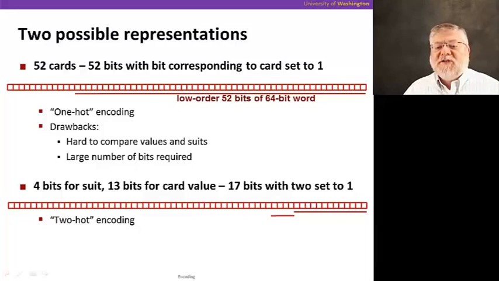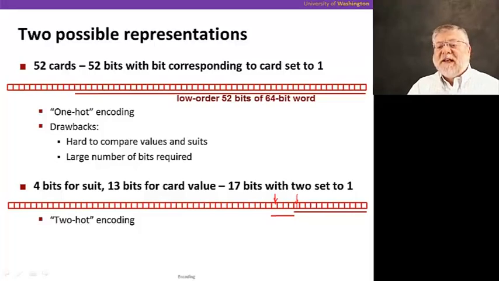Another possibility is to do a 2-hot encoding where we might use 4 bits to represent the suit and another 13 bits to represent the 13 possible values of the card. So now 2 bits would be set to 1. So the first bit in the suit might be set to indicate the suit clubs, and the first bit in the value might be set to indicate an ace.